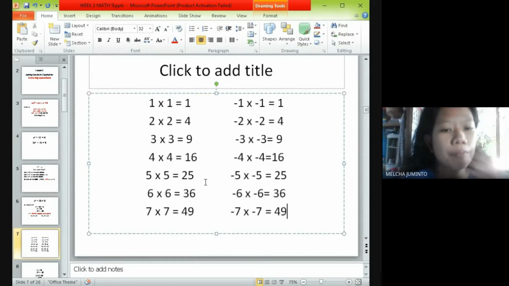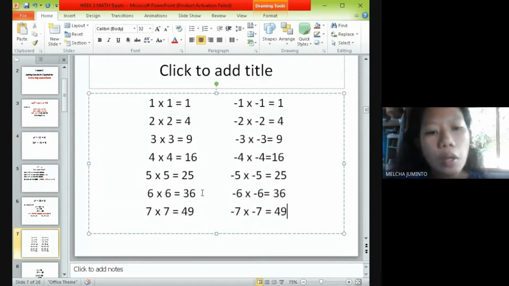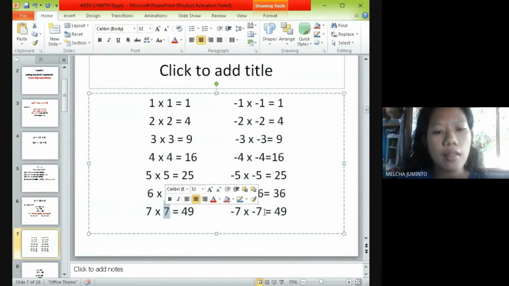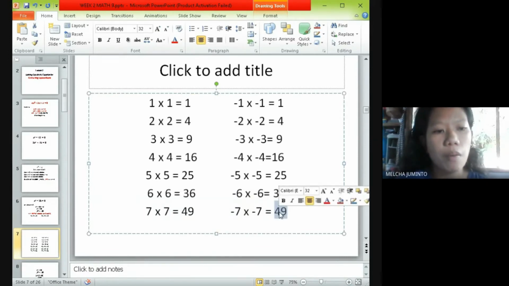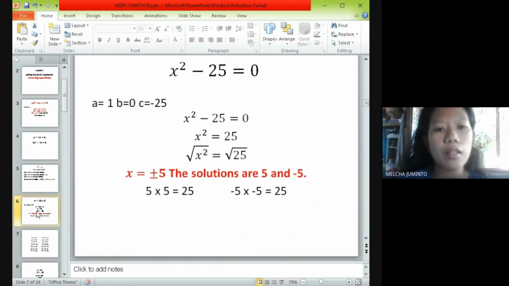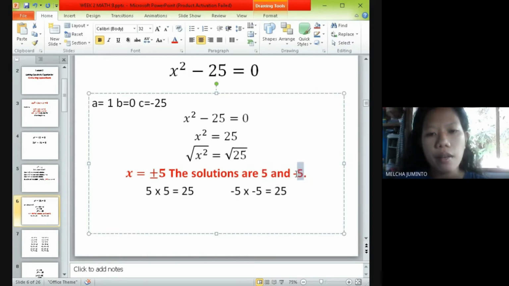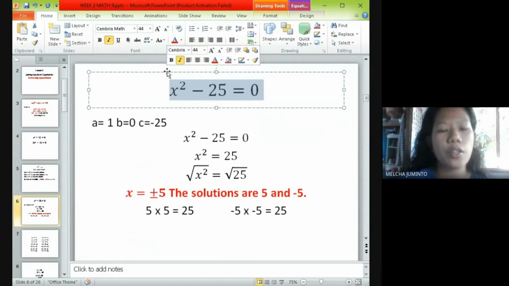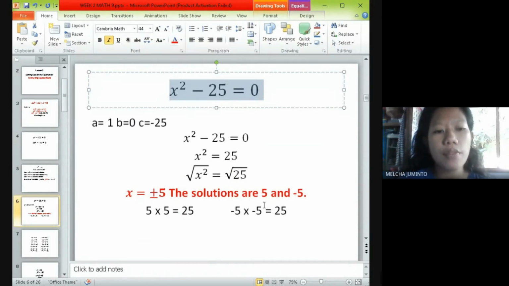So my point is that the square root of a number comes in two forms, one positive and one negative, because once you multiply two negative numbers, it will also give us a positive number. And that is the reason why in the previous example, we have two answers, 5 and negative 5, because the square roots of 25 are 5 and negative 5. And those are the solutions for this equation, x squared minus 25 equals 0. The solutions are 5 and negative 5.